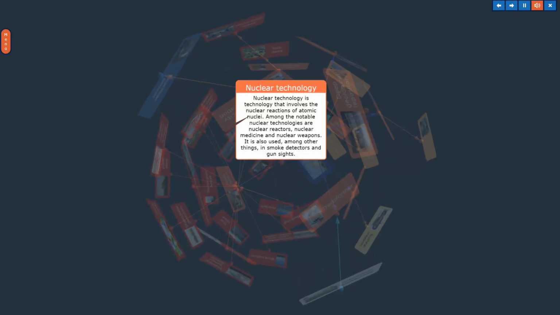Nuclear technology. Nuclear technology is technology that involves the nuclear reactions of atomic nuclei. Among the notable nuclear technologies are nuclear reactors, nuclear medicine, and nuclear weapons. It is also used, among other things, in smoke detectors and gun sights.